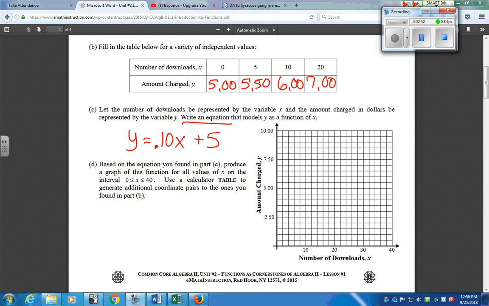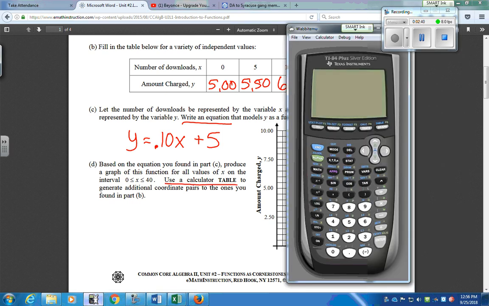So, the last part we're going to do for this question, it says we can use the calculator table for this. Hopefully this is review. You would just go to y equals, you want to type in 0.10x plus 5, okay? And then you'd want to hit second and graph. That'll give you access to the table. And you can see the amounts that you're getting in these cases here.